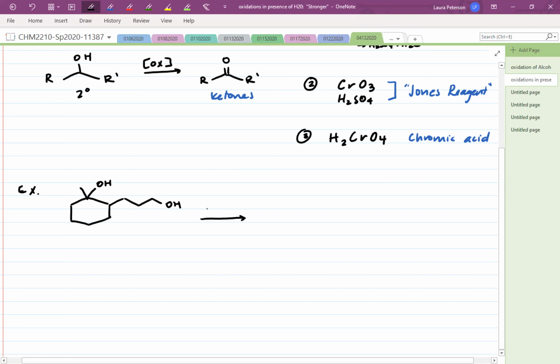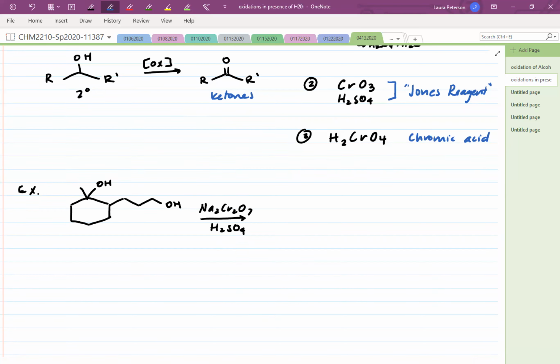All right, so it doesn't matter which one of these I choose. I'm going to go ahead and do dichromate in H2SO4. First, I would probably at least make a mental note of what type of alcohols you're seeing. So what type of alcohol is that alcohol at the end? Is that primary, secondary, or tertiary? So it's primary, right? And then what about this one?